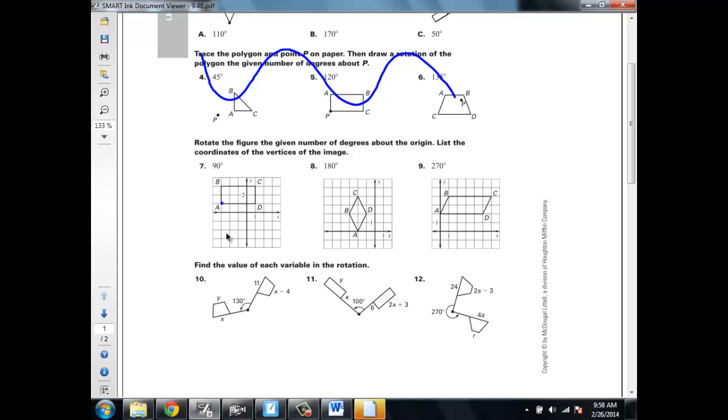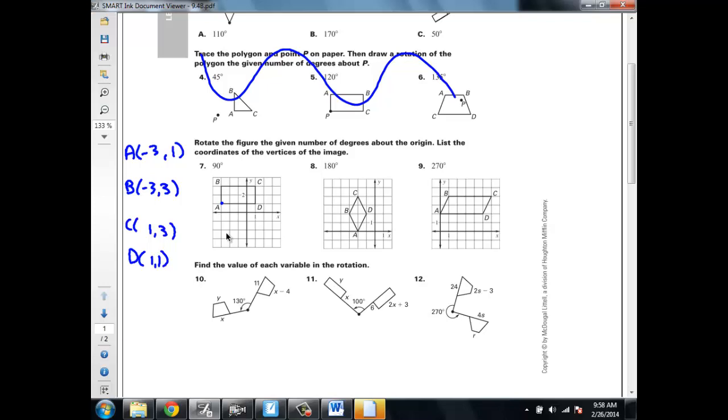So where is A at? -3, 1. B would be at -3, 3. C would be at 1, 3. And D would be at 1, 1. Those are the points. That's the pre-image. I need to rotate them 90 degrees.